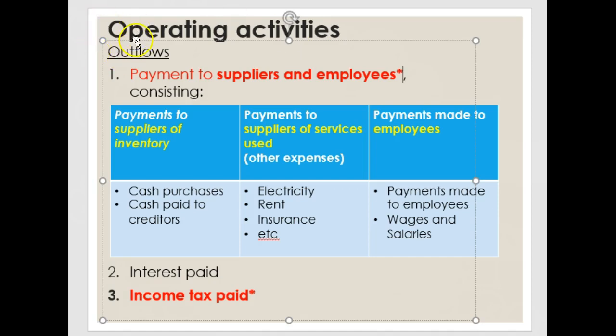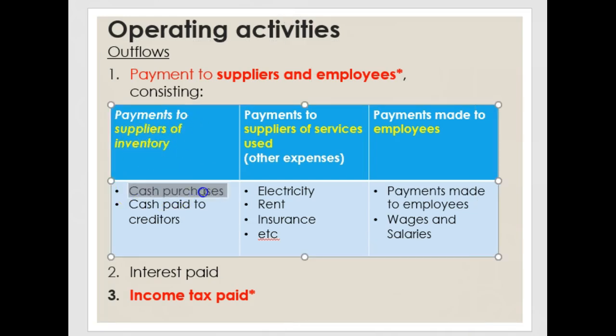So next will be the cash outflow for operating activities. First of all, we have payment to suppliers and employees. Can you see a star over here? If I put a star over here, it means that this particular item is a must for operating activities. That means in the operating activity section, there must be a payment to suppliers and employees. Payments to suppliers and employees consist of, number one, payments to inventory supplier. For example, if I buy inventory by cash, the amount of money that I paid to my supplier, I need to record in payment to suppliers and employees.